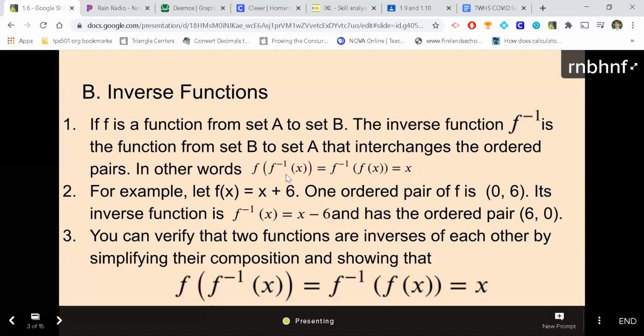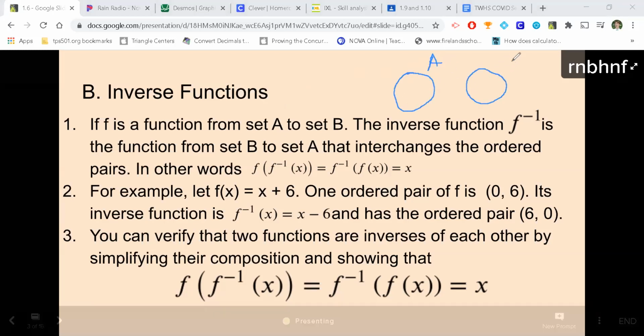That's the formal definition. So the idea here is if I have a function that sends things from a set A to a set B, this is my function f. Then f inverse does the opposite. It takes things from B and sends them back to A.